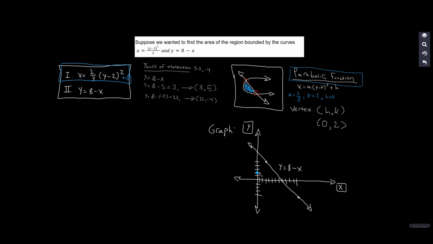This is the vertex, which means the parabola is going to expand outward and cross over the line right here. And right here. Now, it's not perfect, but it's what I got. I'm going to hit it with a label.